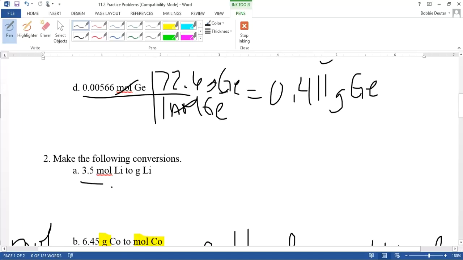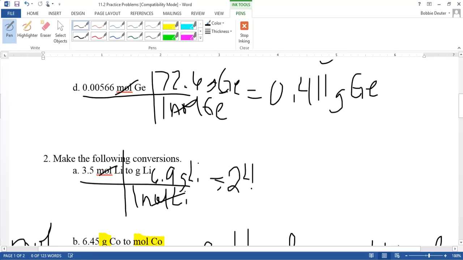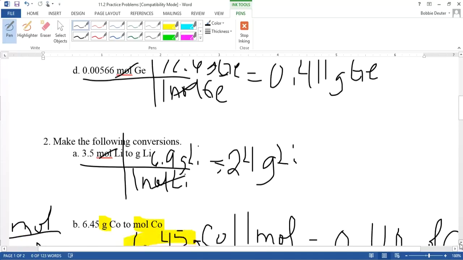So lithium, again, we're given moles of lithium. We have 1 mole of lithium on the bottom. That cancels out lithium. We look at our periodic table to find grams, and I'm just going to write in this box, it's 6.9 or 7 grams of lithium. Multiply the top by each other, you get 24 grams of lithium. And again, I'm using scientific notation. We have 2 significant digits, so I'm doing that there.